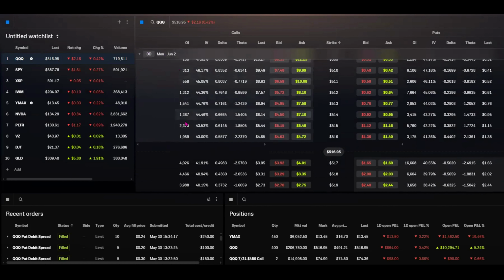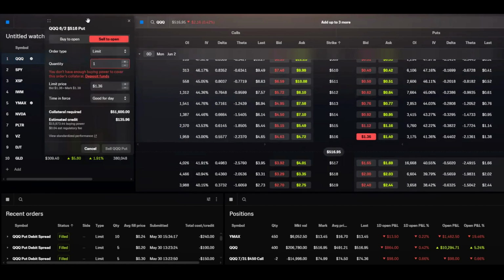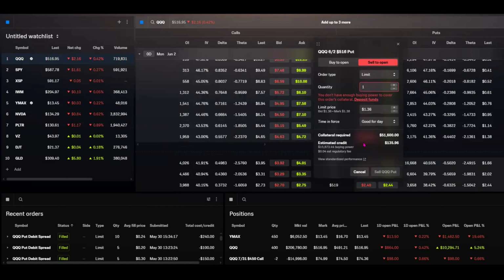But 0 day, Monday, you got your calls on the left side, your puts on the right side. And once again, it's just clicking bid or ask, sell, pops up your sell order. And then it literally just tells you collateral required for sell a put, 51,600. That may seem like a lot of money. It is. Don't get hung up on that. This is a large asset to trade. But I do enjoy it. And there you can trade spreads and cut that collateral required way down.